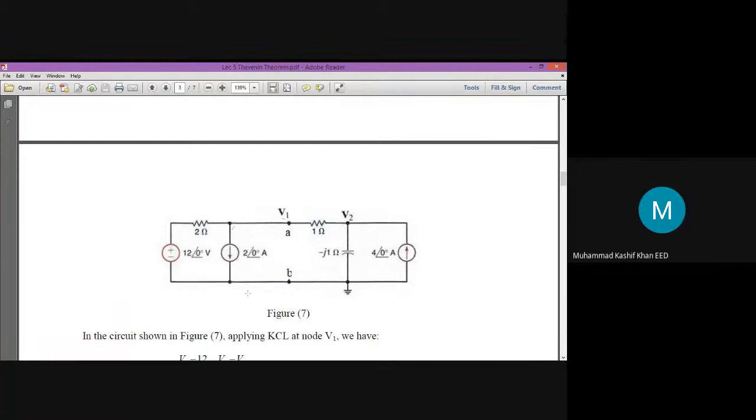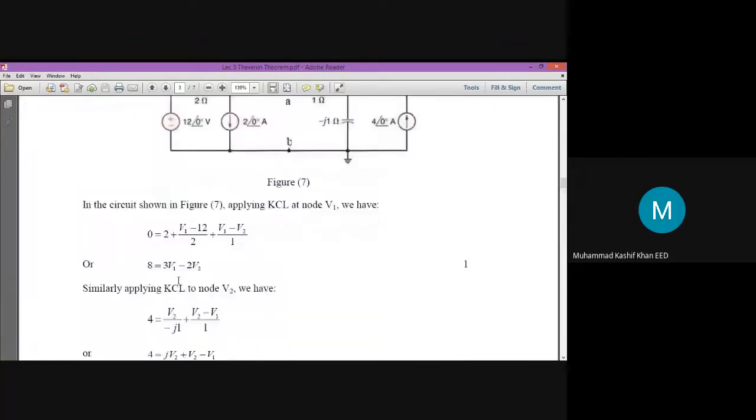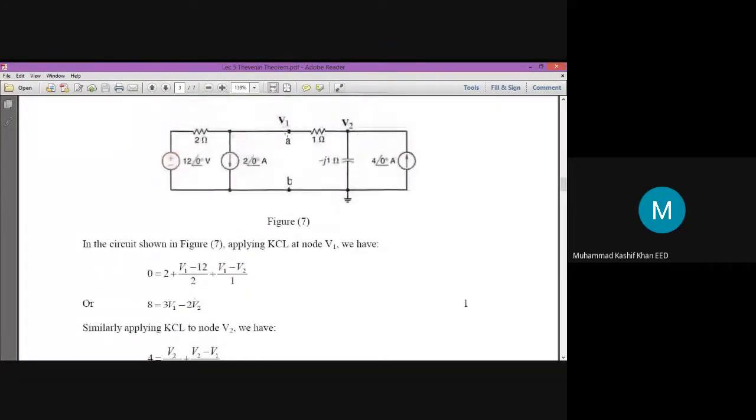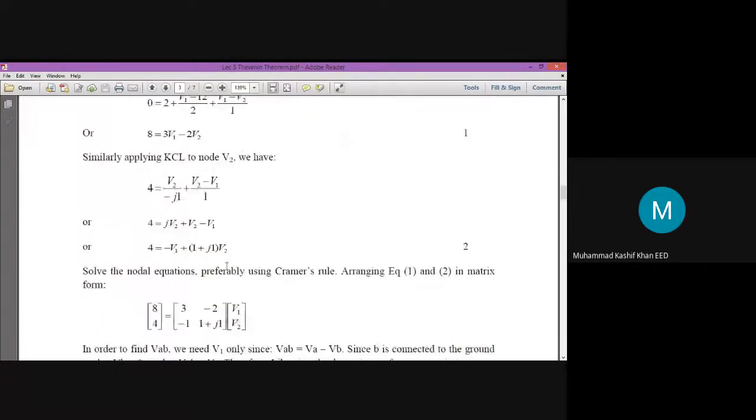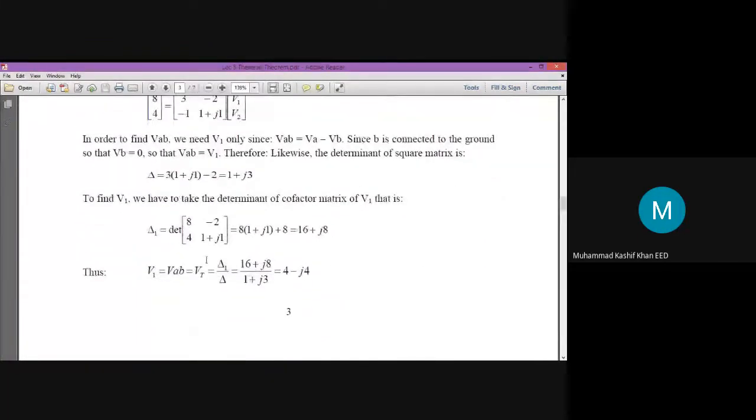I have done the same procedure. In the upcoming steps, I have applied nodal analysis on node number 1, and I have applied nodal analysis on node number 2. After solving the equations with the help of Cramer's rule, I have got the value of V1. Value of V1 is actually equal to the value of VAB because VB is 0 and VAB is equal to VA minus VB. In this case, VB is 0, the equation reduces to only VA, and VA is equal to V1. So you have got the Thevenin equivalent voltage in the first step.